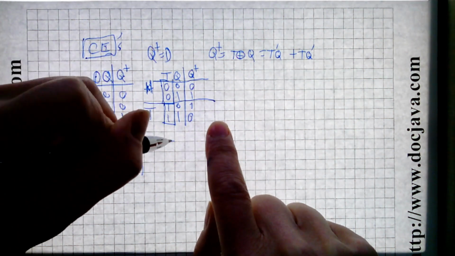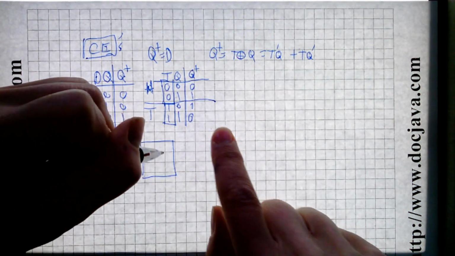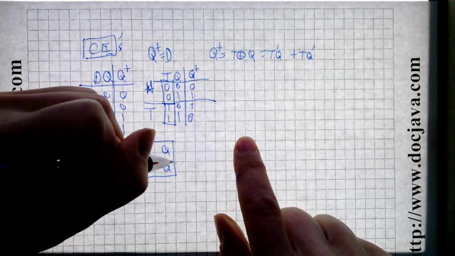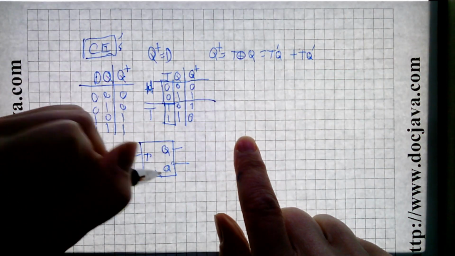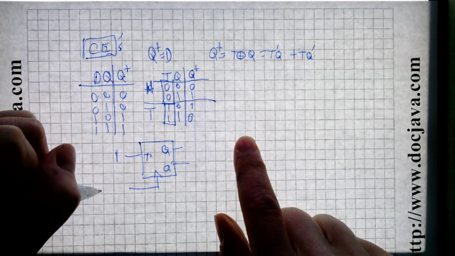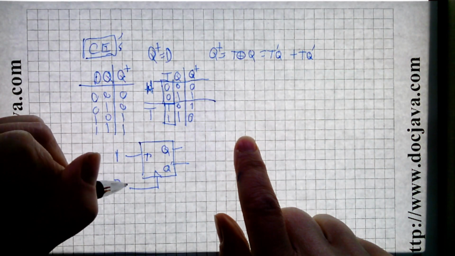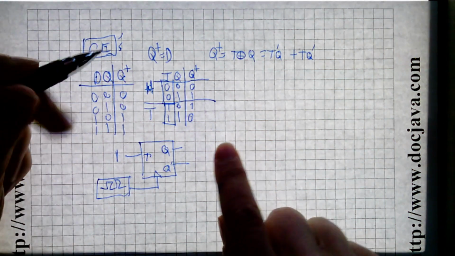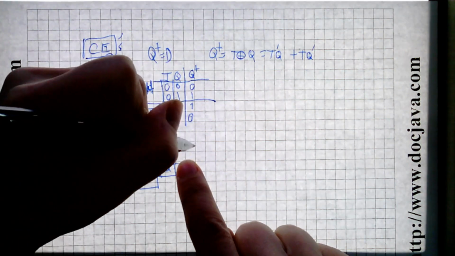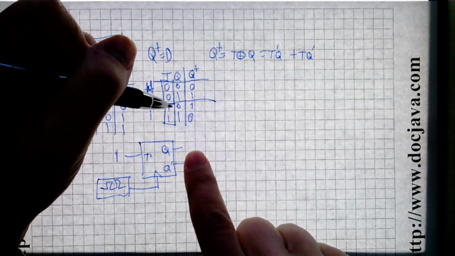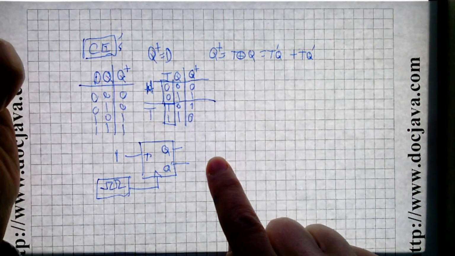So if you had a toggle flip-flop, Q prime, and you input a 1 with a little clock, you will have built a buzzer. And the buzzer will go 0, 1, 0, 1, 0, 1 all day long. This is a buzzer.